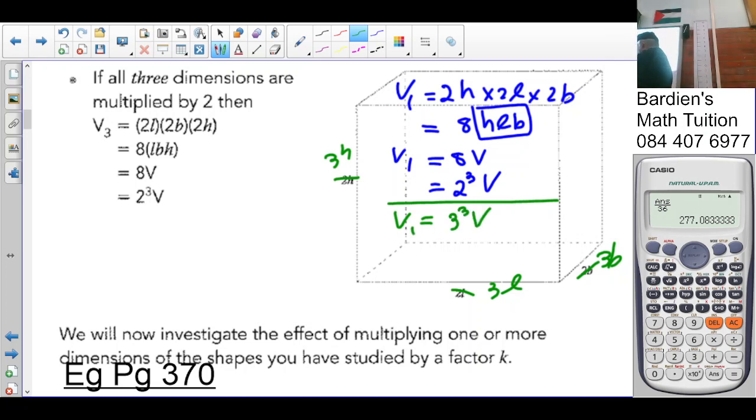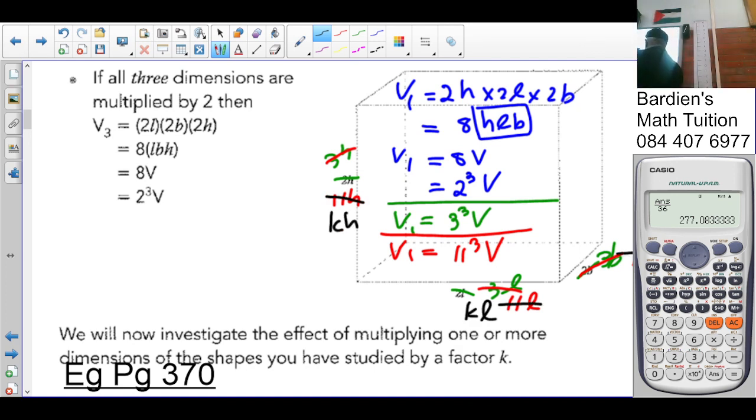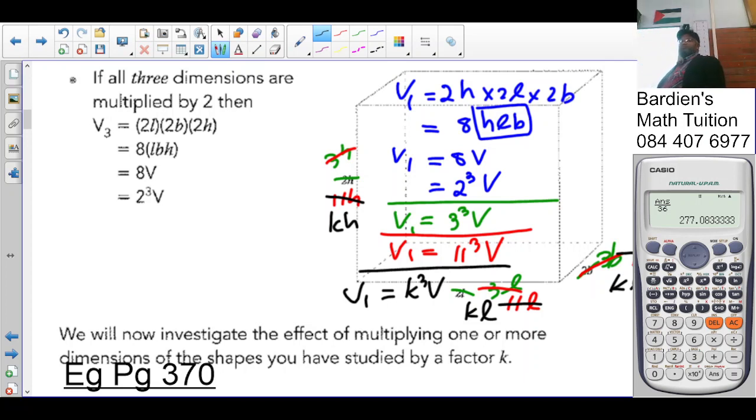Not so? What if we had said 11h, 11l, 11b? That would be 11 cubed V. Not so? What would that have been? kh, kl, kb. That volume would simply be k cubed. So the volume will be multiplied by its k factor cubed if all 3 sides were enlarged by that k factor. Okay, you guys understand?